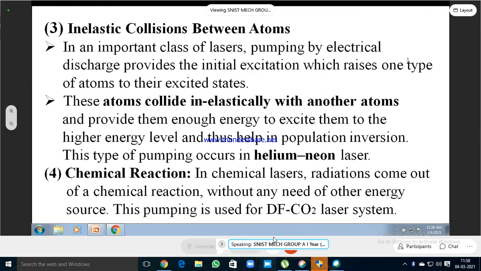It's like directly from chemical reaction, the radiations are emitted? No. The energy will be given to the system.